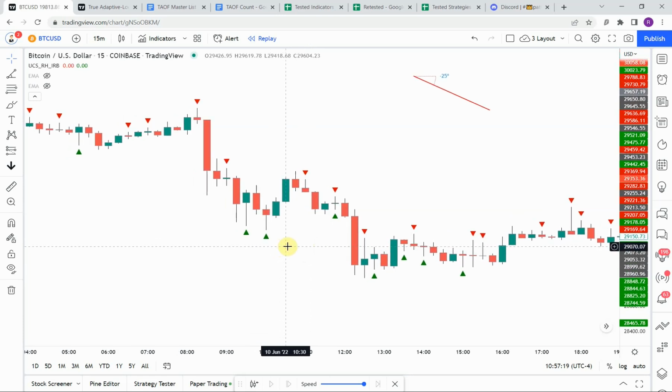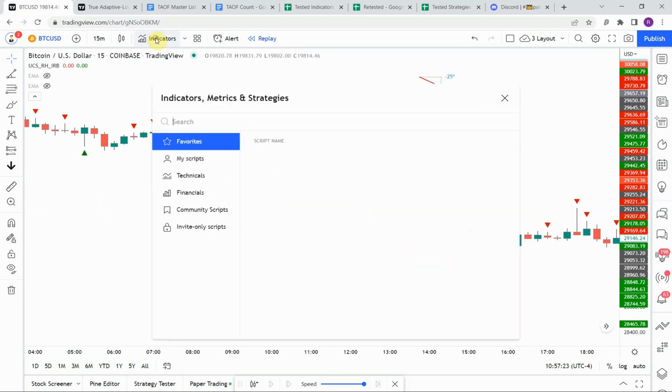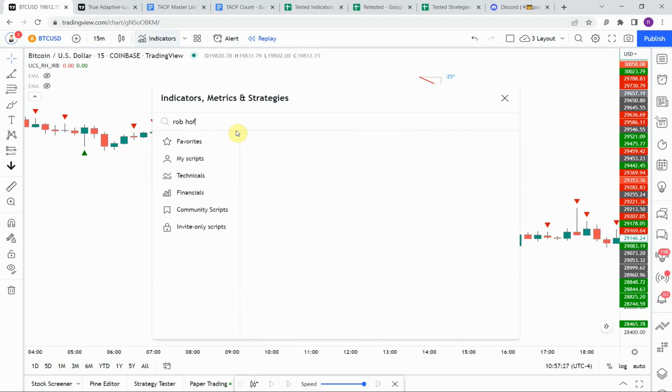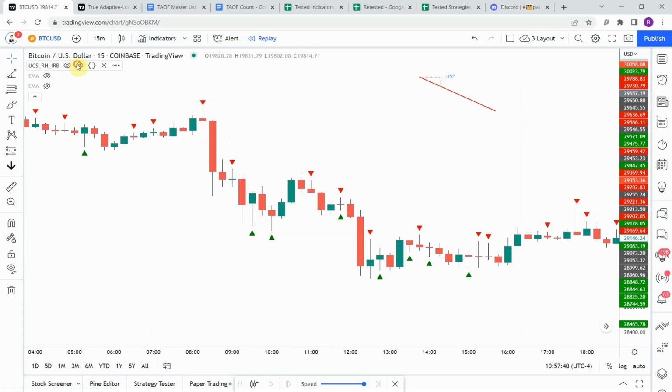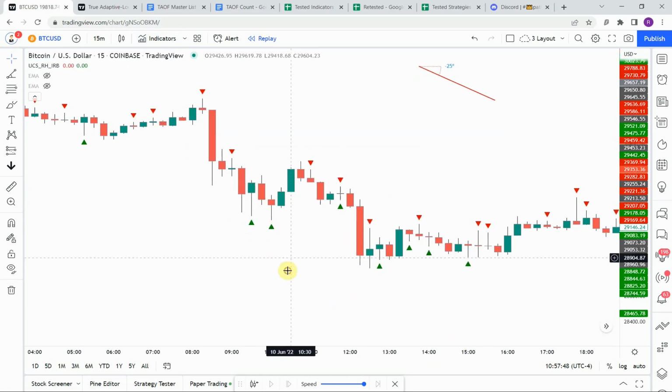And so the inventory retracement bars, you can find an indicator for if you just type in Rob Hoff, H-O-F. It's this one right here, Rob Hoffman's inventory retracement bars by UCS Gears. Again, you put that on screen, and I did turn off this price line right here just because it kind of muddied up things, and you get this right here.